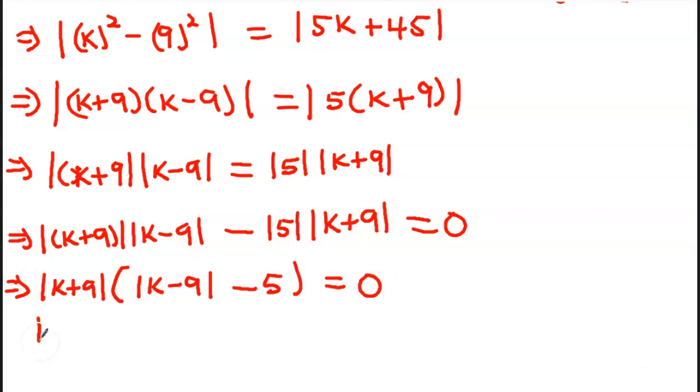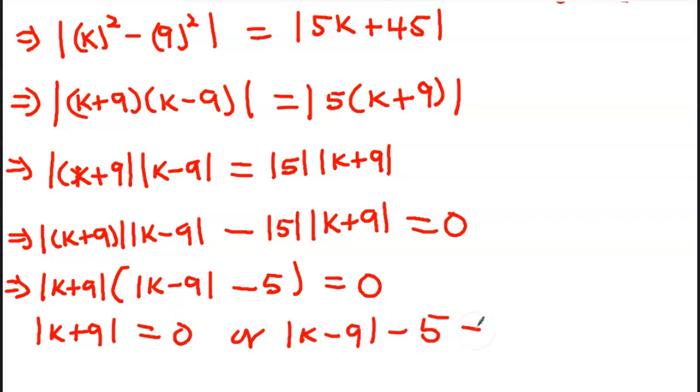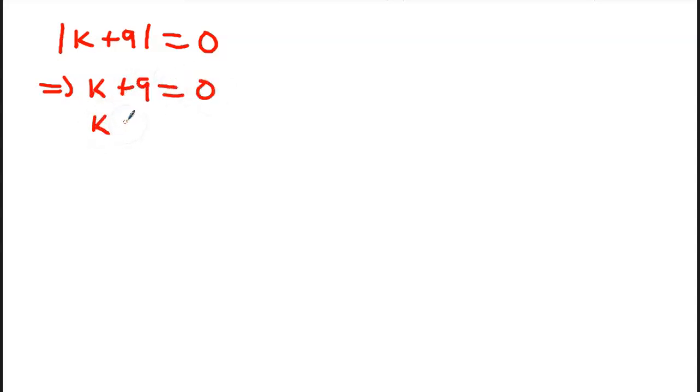So we have absolute value of k plus 9 is equal to 0, or absolute value of k minus 9 minus 5 is equal to 0. We then look at each of them. So let's look at absolute value of k plus 9 is equal to 0. Now, because this is zero, even if we take the negative aspect, we still get the same thing. So this implies that k plus 9 is equal to 0. So k is equal to minus 9. That is the first part.